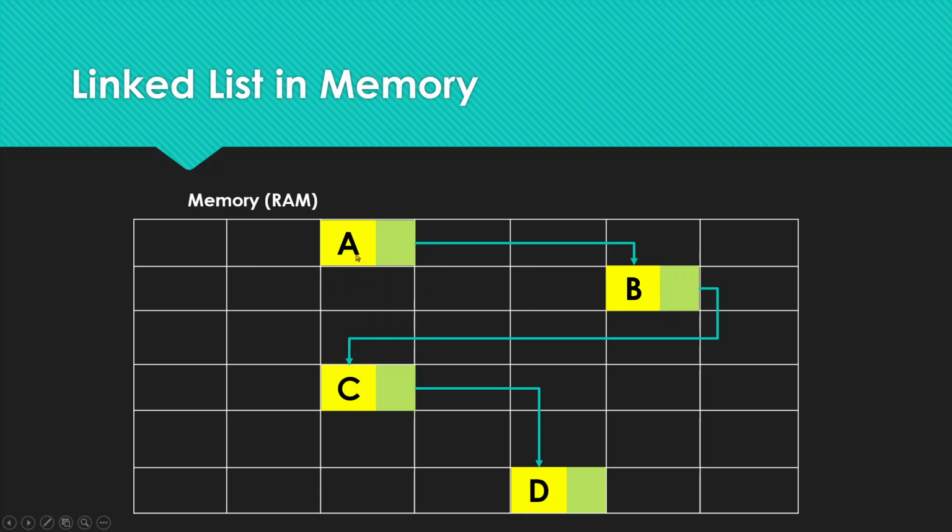Again, you remember that when we were looking at an array, the elements were contiguous, stored at consecutive memory addresses. But here, that's not the case. So this is how the linked list is stored in memory.